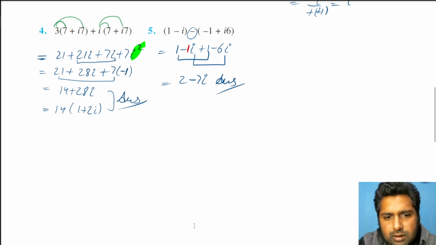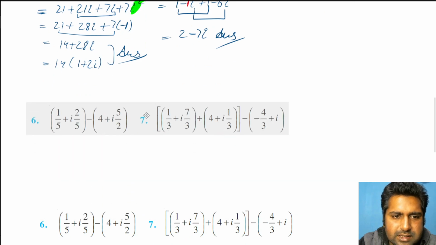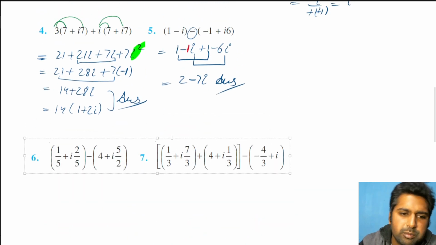Okay. It's an easy chapter, particularly complex numbers, no? Even from an objective point of view, this is easy, because all the basic operations are the same.